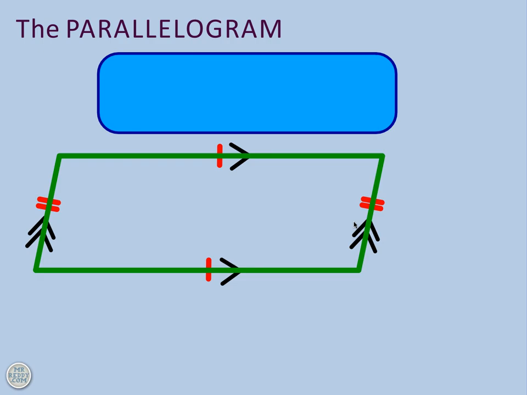But in contrast to the rectangle, it doesn't have any right angles. No, this angle here is not a right angle. But it is equal to this one. And this one is equal to this one. So you could say that diagonally opposite angles are equal to each other. But you can't say that it has right angles.